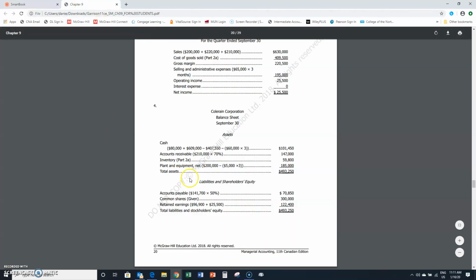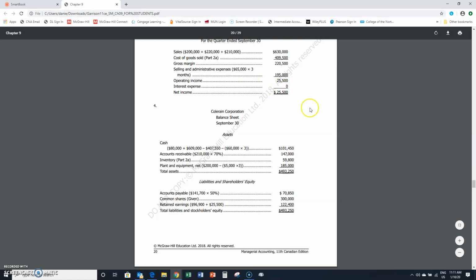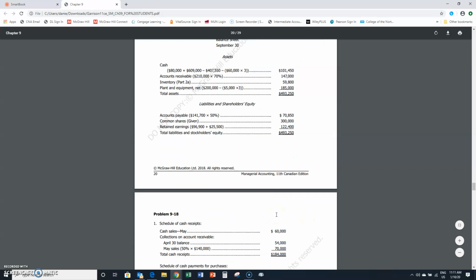And retained earnings, you take your retained earnings that we had from the previous quarter, and then add our net income for this quarter, to get our total liabilities and shareholders' equity, and we're done for that question.